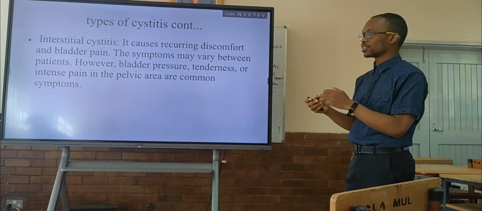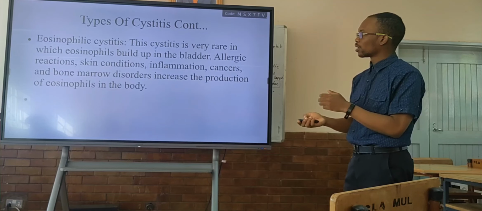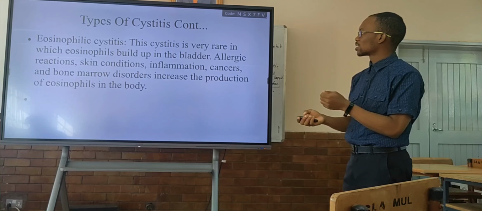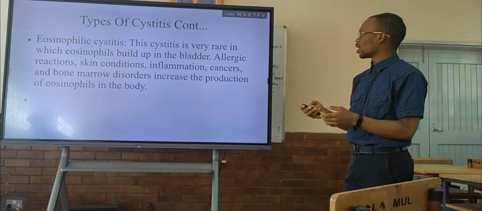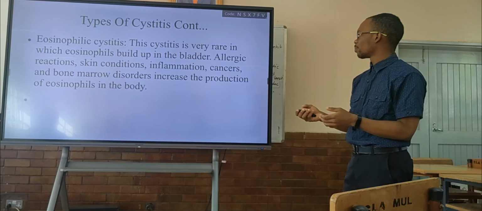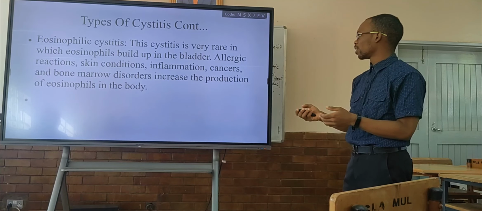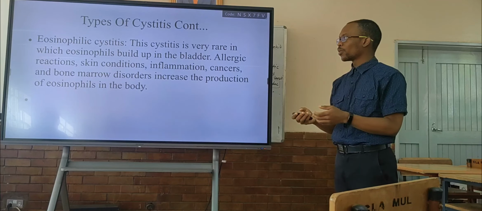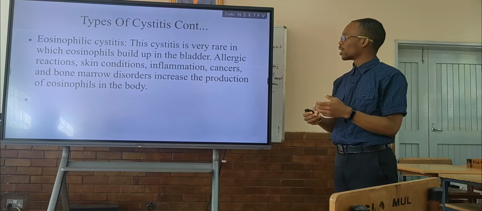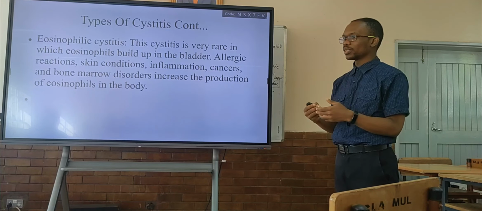Then we have eosinophilic cystitis. This cystitis is very rare, in which eosinophils build up in the bladder. Allergic reactions, skin conditions, inflammations, cancer, and bone marrow disorders increase the production of eosinophils in the body. So we know what happens when you have a lot of allergic reactions in the body. We are more prone to more infections.